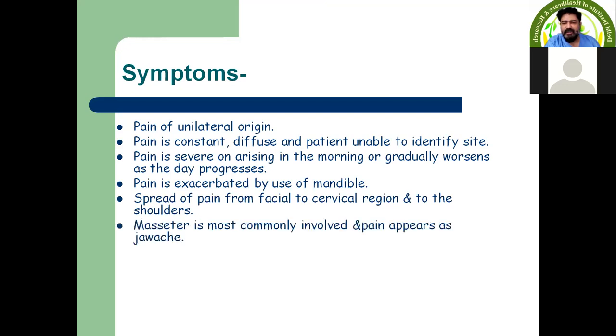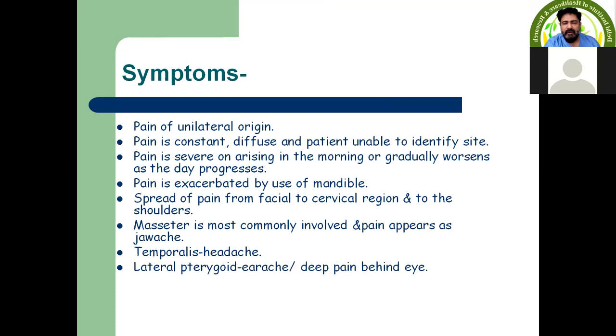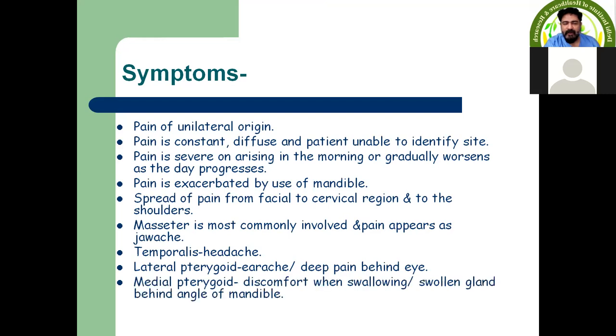The masseter is the most commonly involved, and the pain appears as jaw ache. Temporalis involvement gives headache, lateral pterygoid gives earache or deep pain behind the eye, and medial pterygoid gives discomfort while swallowing or a swollen gland behind the angle of the mandible.